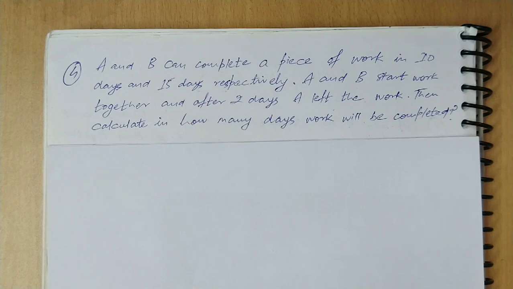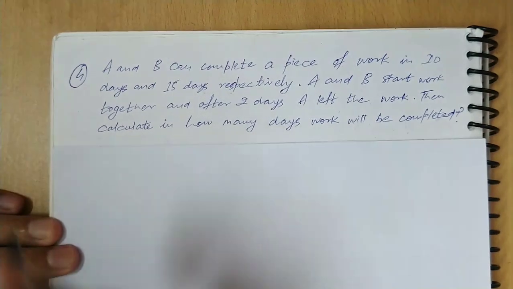Question number 4. A and B can complete a piece of work in 10 days and 15 days respectively. A and B start work together, and after 2 days A leaves the work. Then calculate in how many days the work will be completed. Same question, the same method we will follow.